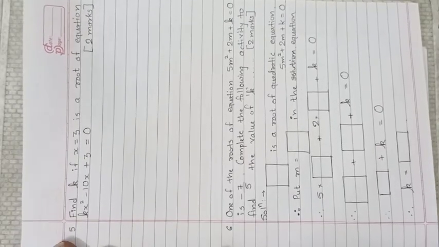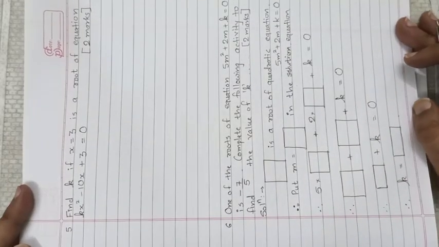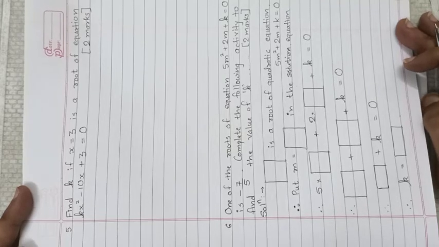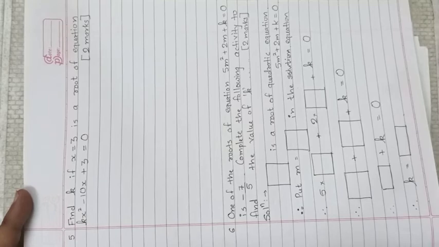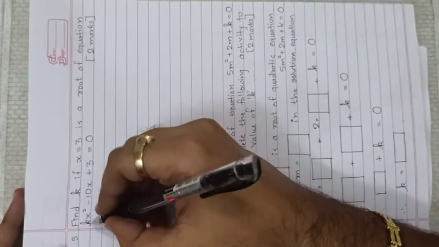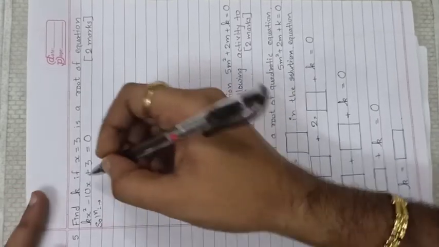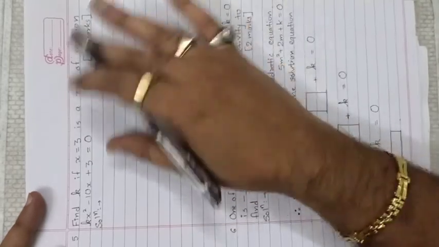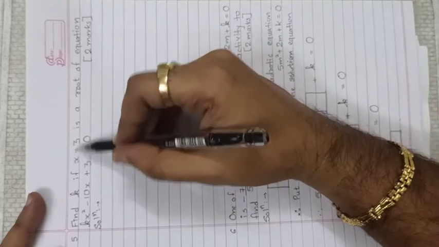Sum number 5. Find k if x equal to 3 is a root of the equation kx square minus 10x plus 3 equal to 0, which is of 2 marks. So find k. What is the value of k? That we have to find. Let's start with the solution. Now here it is given that x equal to 3 is a root. We don't have to prove whether it is a root or not. It is already given that it is a root.